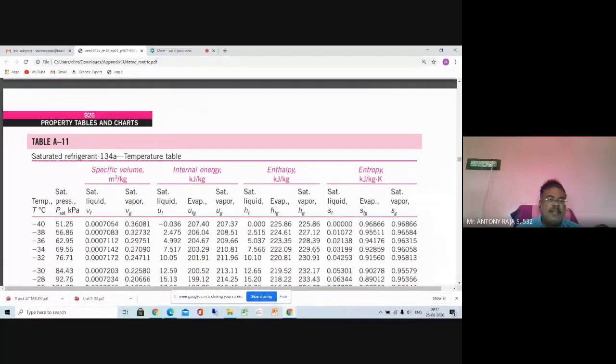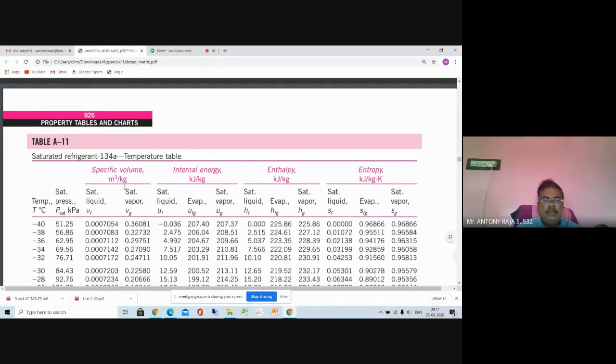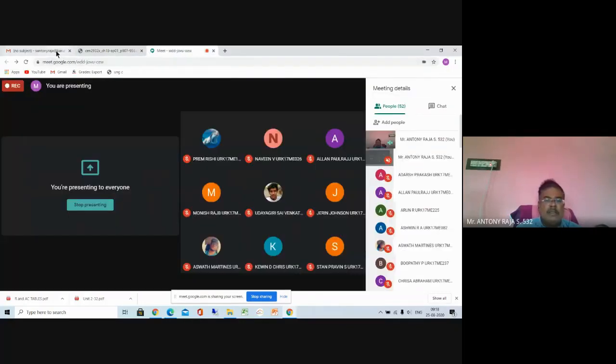Here you see that saturated refrigerant 134a is given. This 134a is a type of refrigerant. This type of refrigerant you already studied in the thermal engineering laboratory. This is the temperature table. Similarly, a pressure table is also there. Similar to the steam table, property values are given. Temperature is one of the properties. Saturation pressure is given corresponding to the temperature, in kilopascal. Then specific volume data are given. Specific volume means with respect to unit mass.